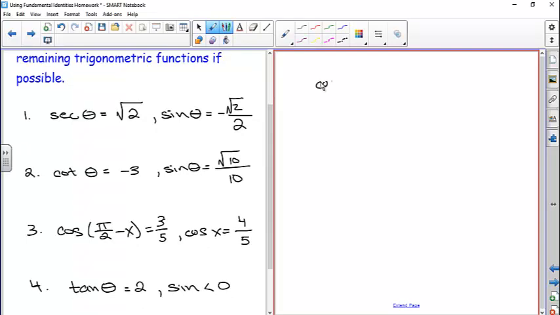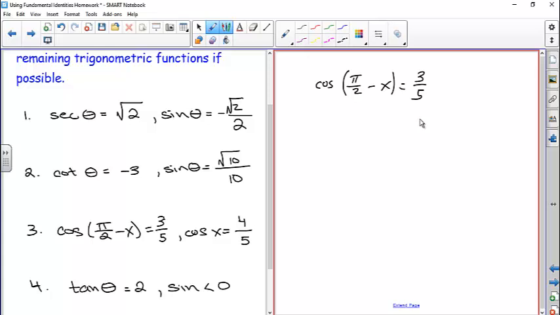Okay, so the next one is the cosine of pi over 2 minus x equals 3/5. Now there's one of these, I forget what they're called. Let's get my book out. Is it cofactors? Might be the word. Anyway, we're going to section 5.1 in the book, fundamental identities.